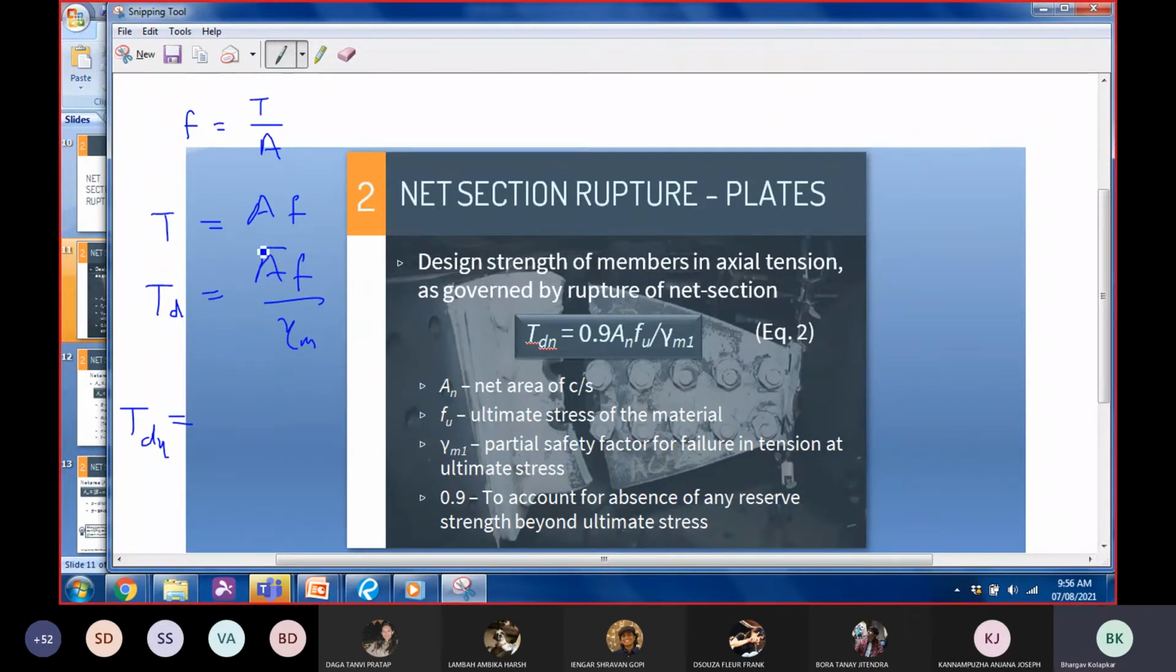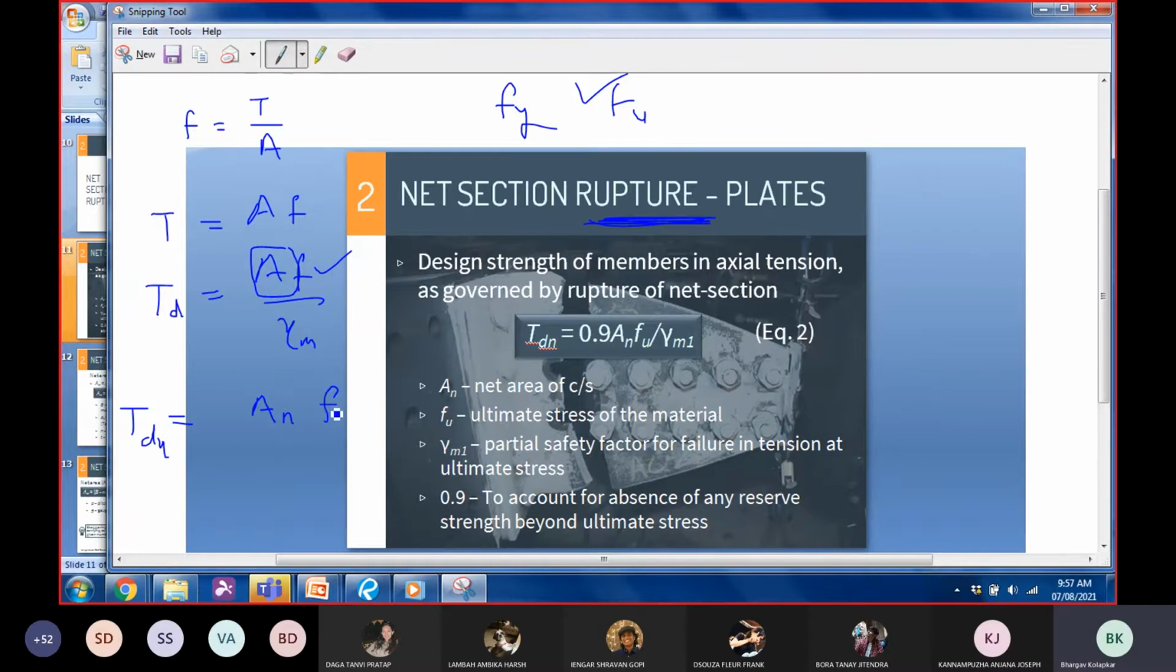Now, which area should we consider here? Naturally, the net area, because we are talking about net area. Which stress should we consider here? Should we consider Fu, or should we consider Fy? Naturally, Fu, because we are talking about rupture.